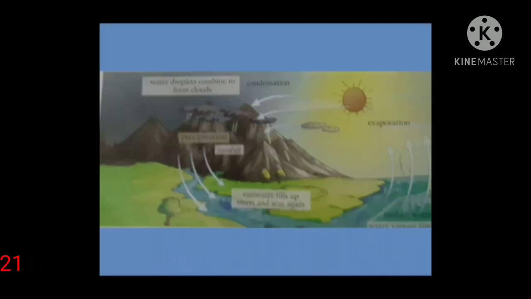The first stage is evaporation. The process in which water is changed into water vapor by the heat of the sun is called evaporation. It takes place on the surface of rivers, oceans, lakes, and ponds. Plants also release water by the process of transpiration.